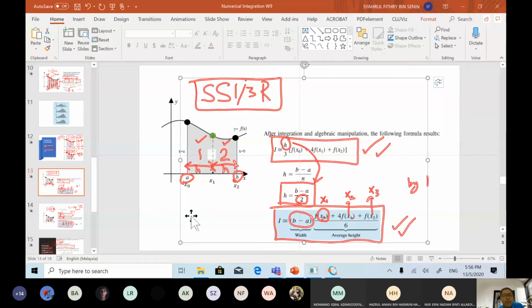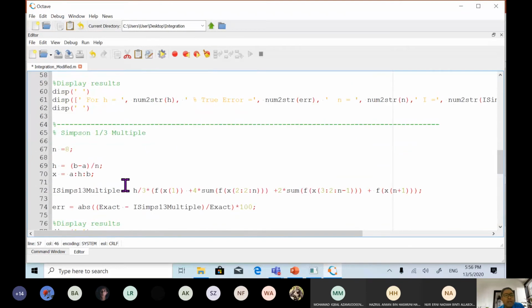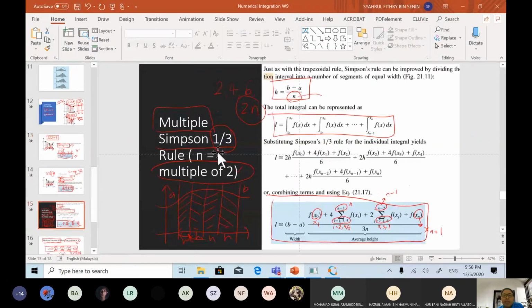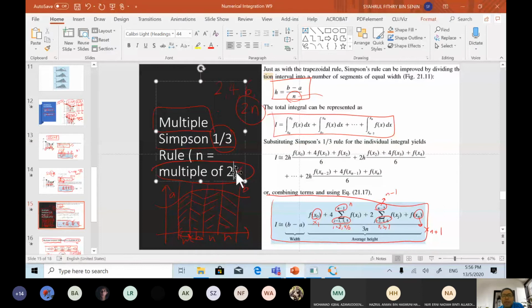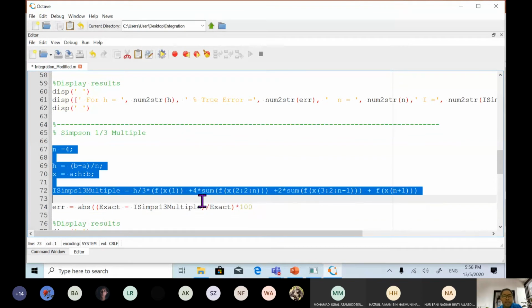And if, let's say, I want to improve my solution, why not we use the next method called Simpson 1/3 multiple, and that has been covered here. Multiple Simpson 1/3 rule, where the number of n here must be a multiple of 2. So I have coded that in this. Let's say I'm using a multiple of 2, let's say 4, and see what will happen if I run this code.